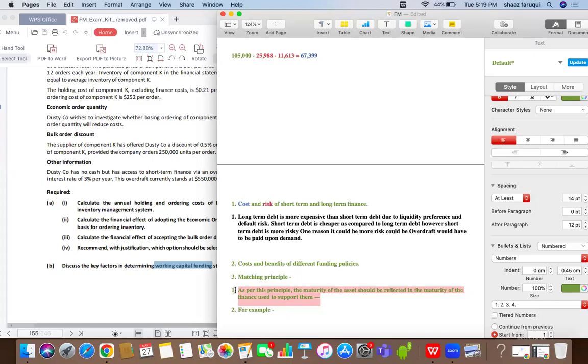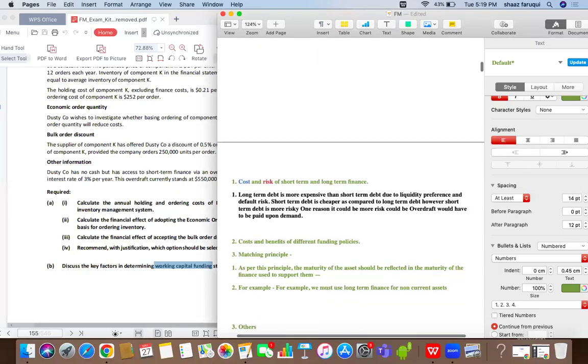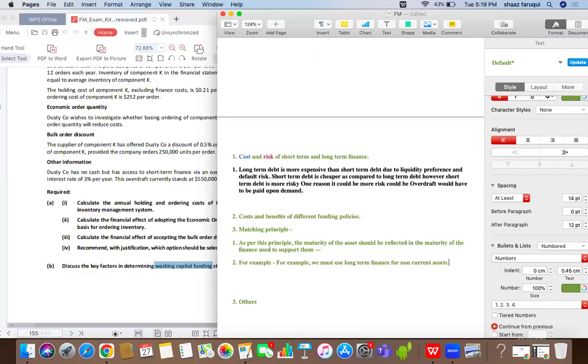For example, in order to fund non-current assets, we will use long-term finance, not short-term finance. For example, we must use long-term finance for non-current assets, because non-current assets are long-term assets. So you see, you are matching long-term finance with long-term assets.